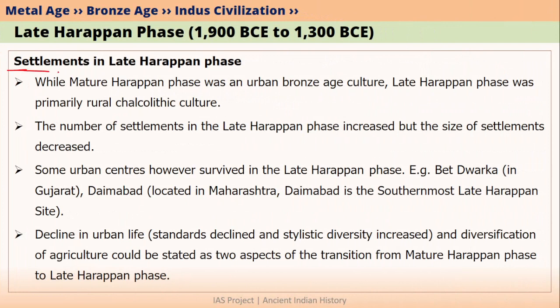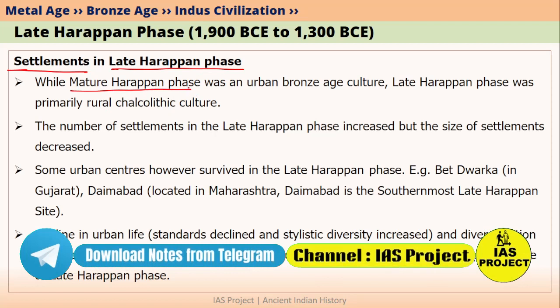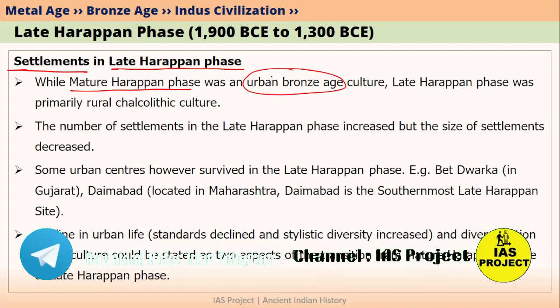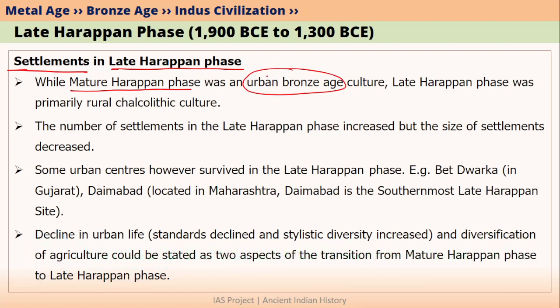Now let's talk about the settlements that were built by late Harappan phase people. We know that mature Harappan phase was mainly an urban Bronze Age culture. However, we just learned that during the late Harappan phase, people left the cities and started to go and live in the villages. That is why the urban culture became a rural culture in late Harappan phase. Moreover, the usage of bronze also declined. They started using only copper. That is why the late Harappan phase became a Chalcolithic culture. So that is why we can call the late Harappan phase as a rural Chalcolithic culture.